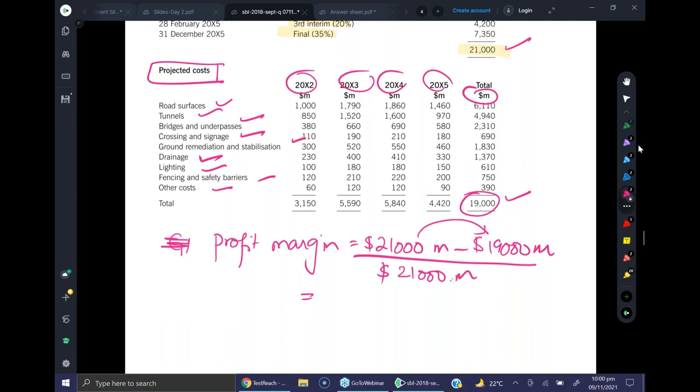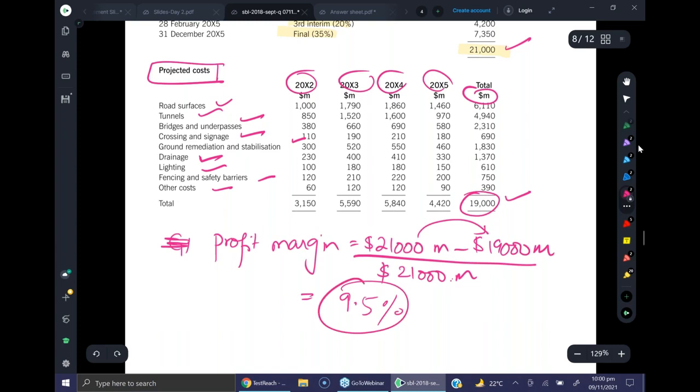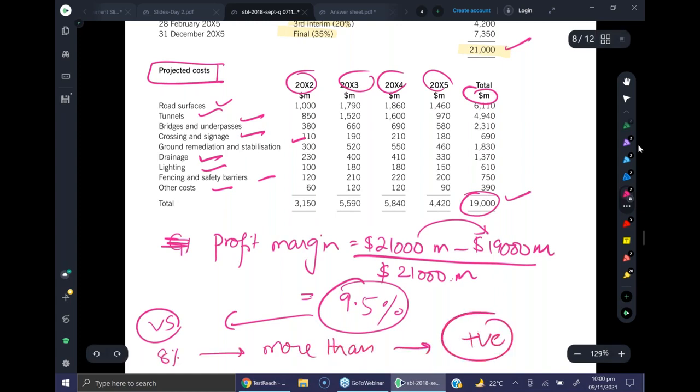It's 14%. It's what? The exact answer is 9.5. Okay, so it's 9.5 versus the target profit margin of, what was the target profit margin? 8%. So it fulfills it, it's more than the target. So do you think it's an additional positive aspect to be discussed? But this is a financial factor where you are going to use this information.